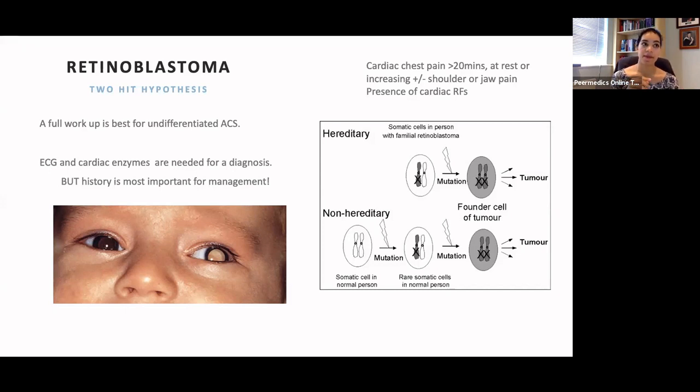So in theory, it's that two-hit hypothesis, and the fact that you're more likely to express retinoblastoma if you have that genetic link, which I think makes sense, and I think it's kind of common sense.